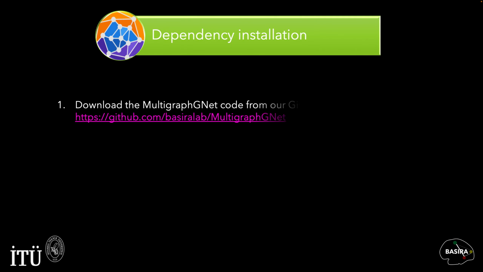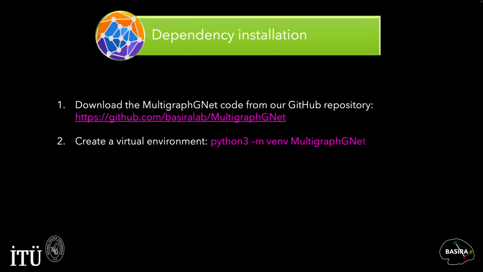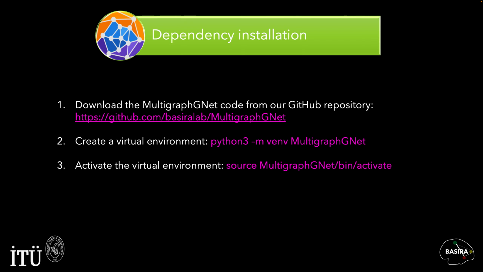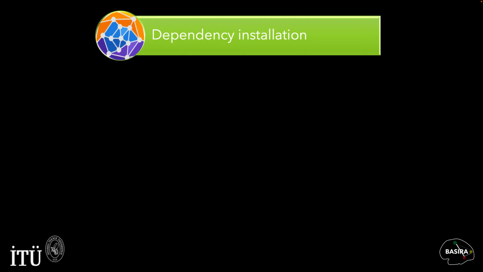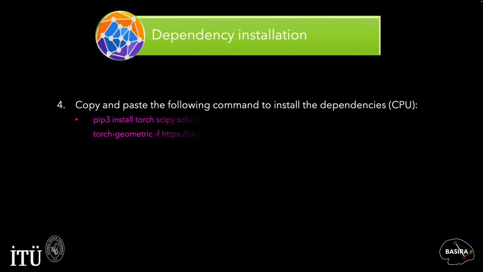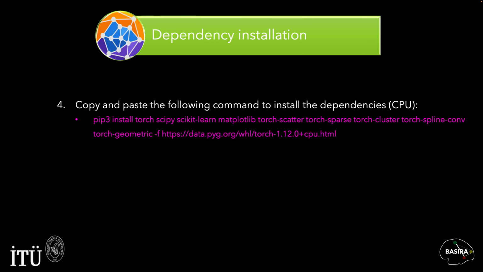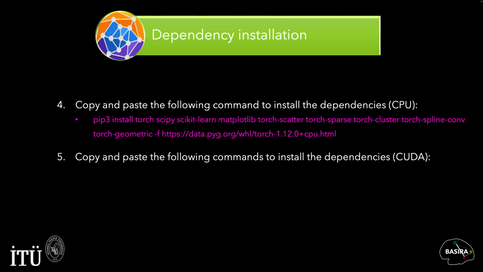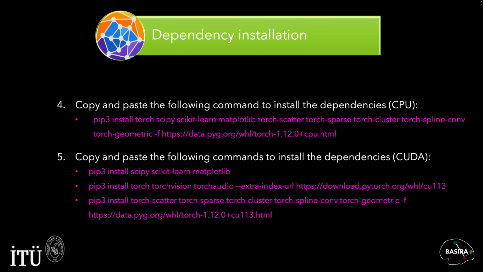To begin with, you need to download the MultigraphGNet code from our GitHub repository. Then, you need to create and activate a Python 3 virtual environment using the following commands. To install the required dependencies, copy-paste the following command. Note that this is for CPU installation. For CUDA installation, copy and paste the following commands.